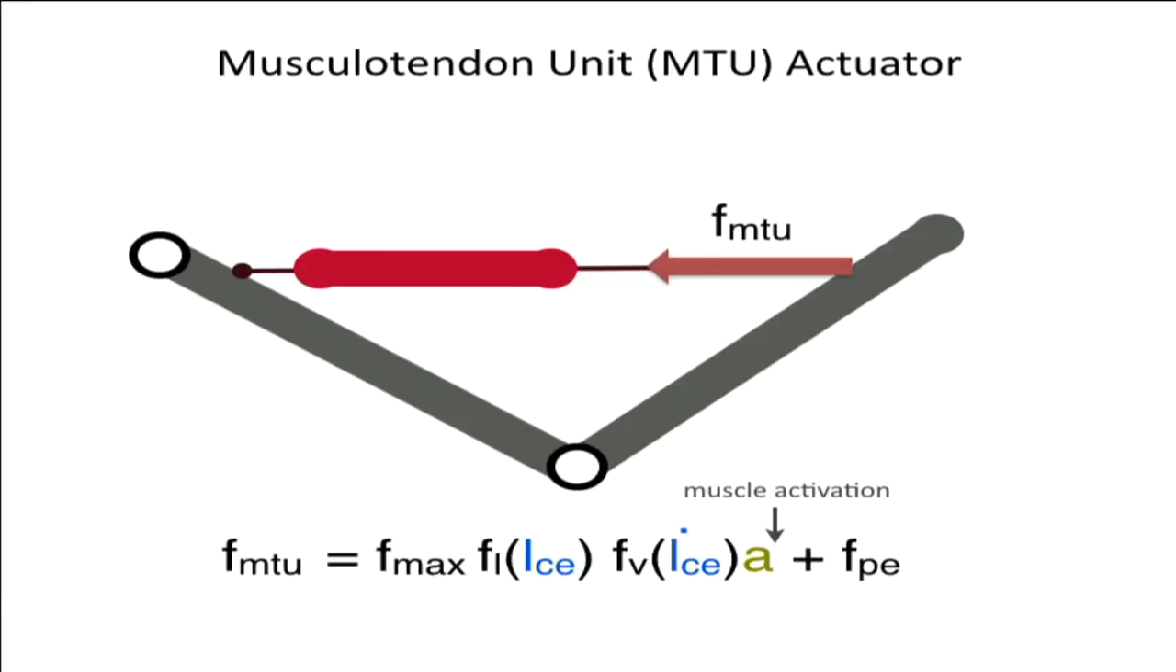And you can have the muscle activation level, which is something that is being sent from your brain: how much do I want this muscle to be contracting right now? And there's some additional involuntary passive force acting on the muscles that basically pulls the muscle back when it's stretched too far.